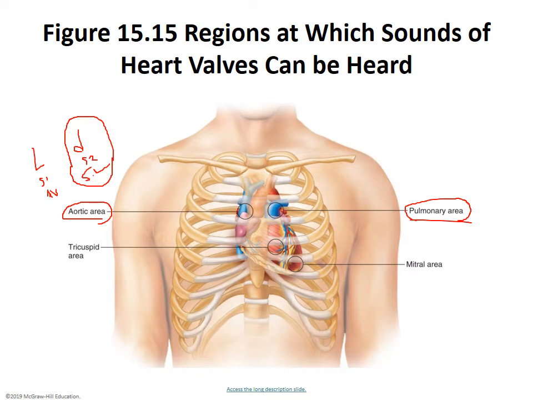And so you can isolate it and say if it's on the right side of the sternum, it's the aortic semilunar valve. If it's the left side of the sternum, it is the pulmonary semilunar valve.